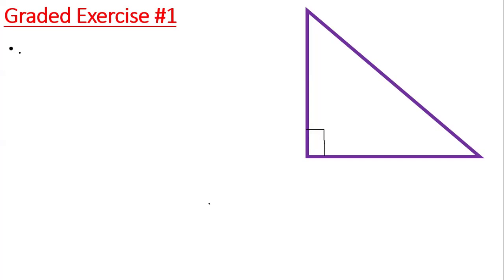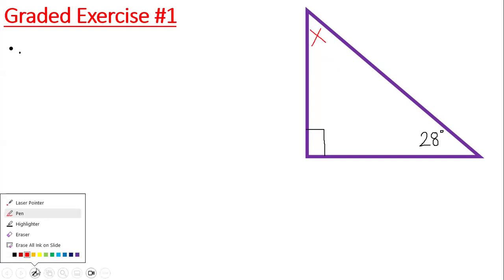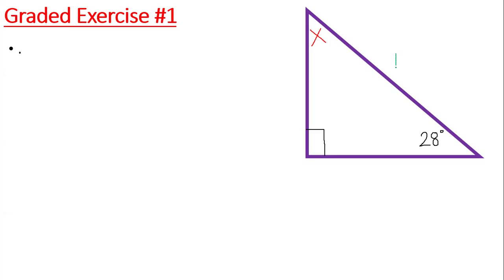And let's say this one is 28 degrees. I say that this is X. It's X. So this is 12 millimeters. So this is 6 millimeters. So this is 5 millimeters.